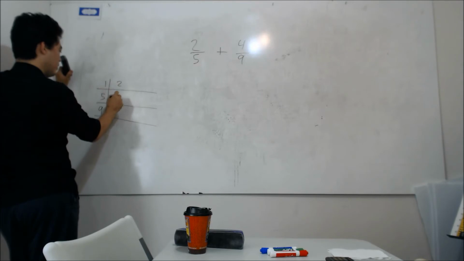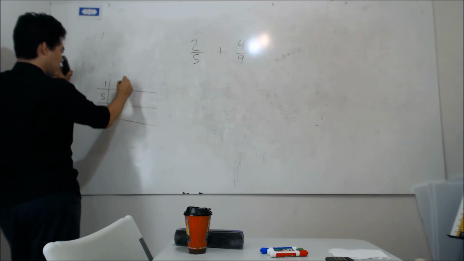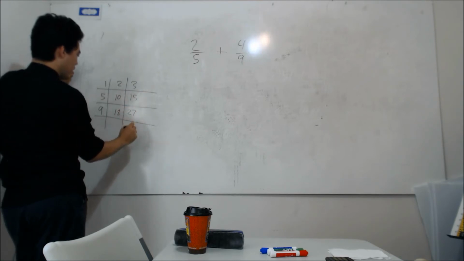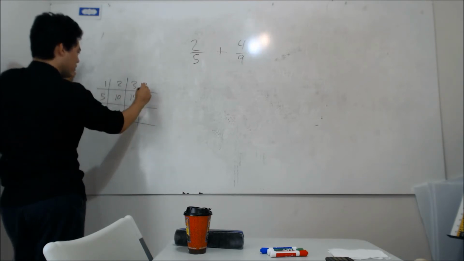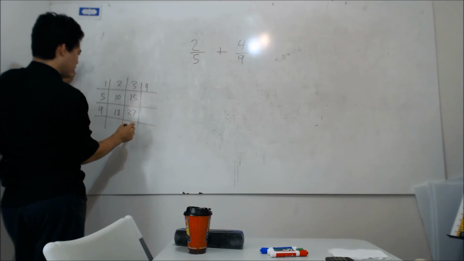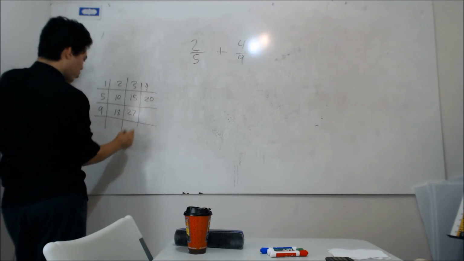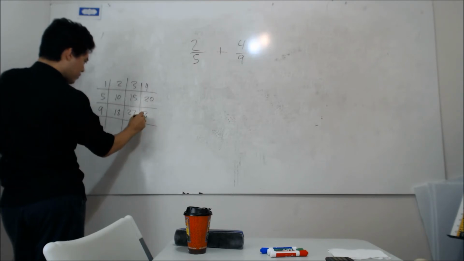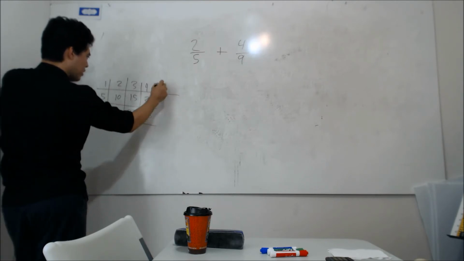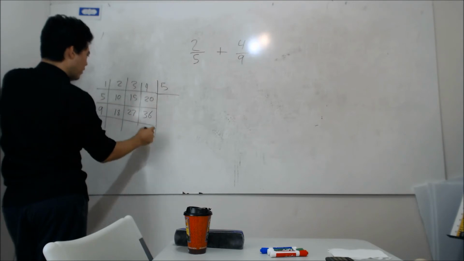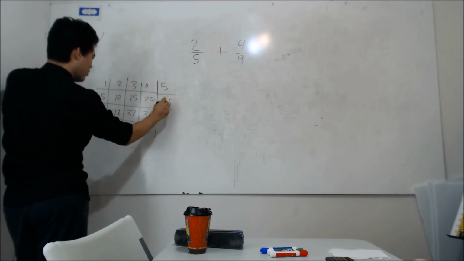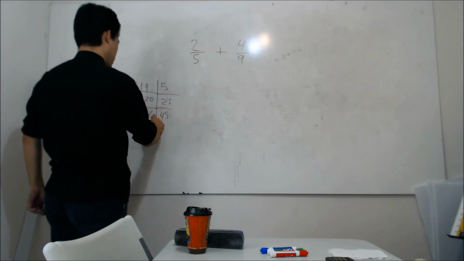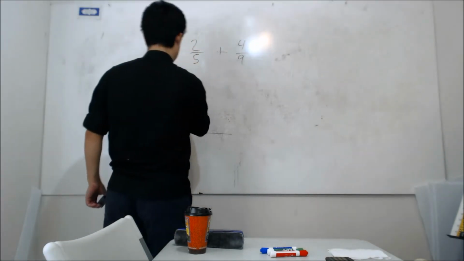2 times 5 is 10. 2 times 9 is 18. 3 times 5 is 15. 3 times 9 is 27, right? Let's continue. 4 times 5 is 20. 4 times 9 is 36. 5 times 5 is 25. 5 times 9 is 45. And we're going to continue going out like this.